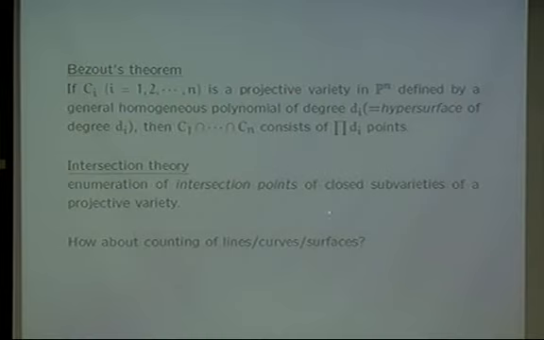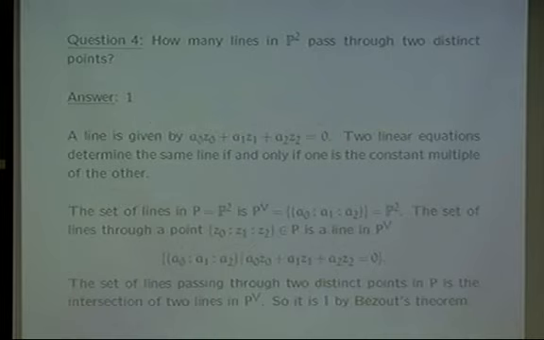In some sense, Bezout's theorem gives us an answer to the intersection theory problems, I mean, counting of points. But how can you count lines, curves, surfaces, many other, more complicated geometric objects? So intersection theory is counting of points, but we want to count more general geometric objects from now on.